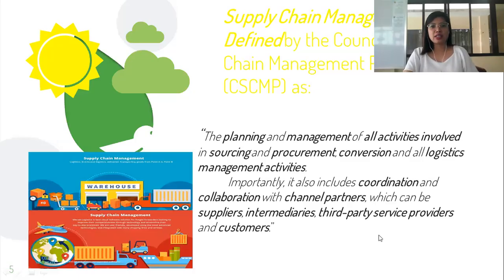Okay, we define supply chain management according to the Council of Supply Chain Management Professionals as the planning and management of all the activities involved in sourcing and procurement, conversion, and all logistic management activities. Importantly, it also includes coordination and collaboration with the channel partners, which can be suppliers, intermediaries, third-party service providers, and customers. So as you can see, the definition itself, supply chain management has a lot of activities. So there are planning, sourcing, procurement, logistics. So we have different people to engage with, coordinate and collaborate with, different channel partners and other intermediaries, before it reaches the end user or the customer.